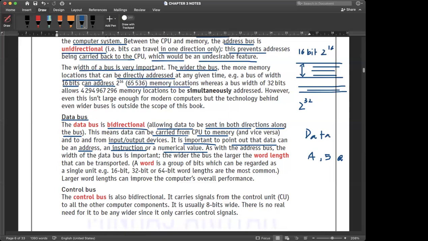So the width of the data bus is important. Again, the same thing, width. I taught already, the wider the width, the more data can be transported.